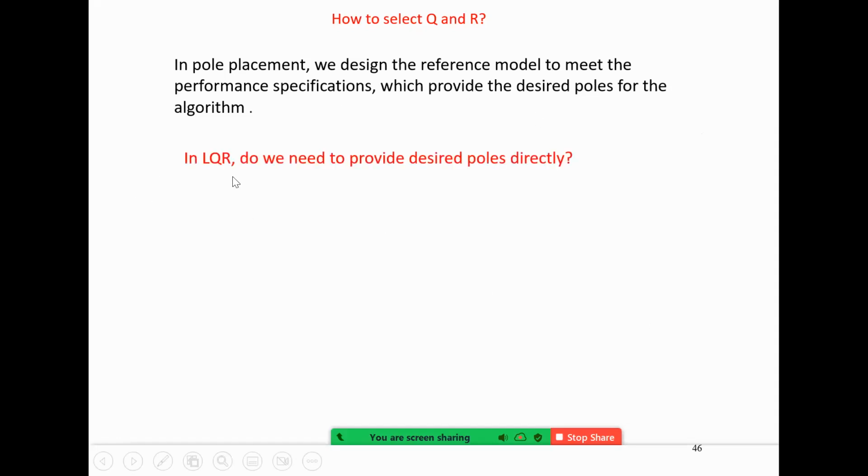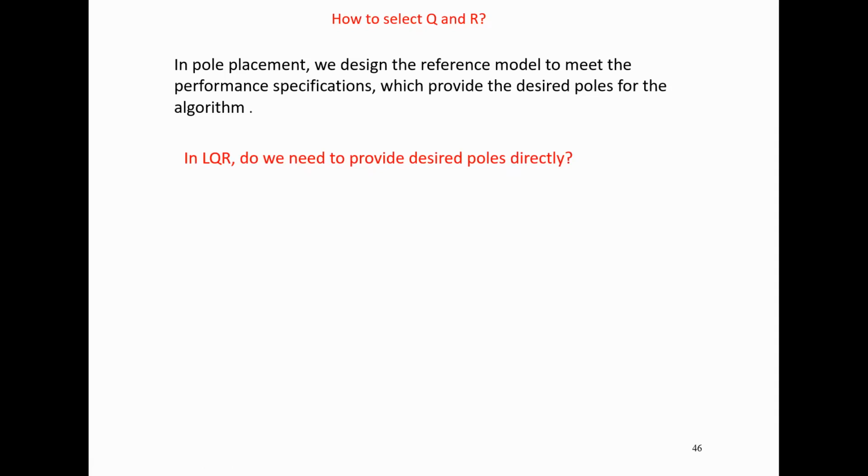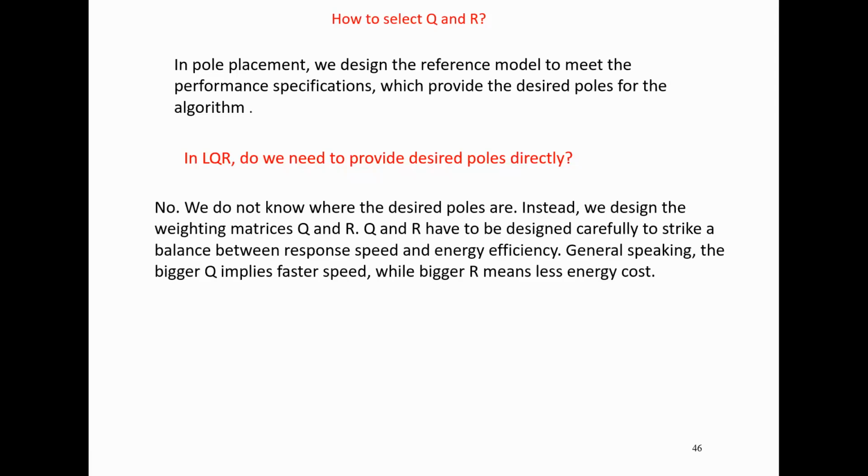But for LQR, do we need to provide the desired poles directly? For this whole computational procedure, there is never a place asking for the poles, right? So we don't know where the desired poles are. So what are the design parameters? The design parameters are the weighting matrices Q and R. So Q and R have to be designed carefully to strike a balance between the response speed and energy efficiency.